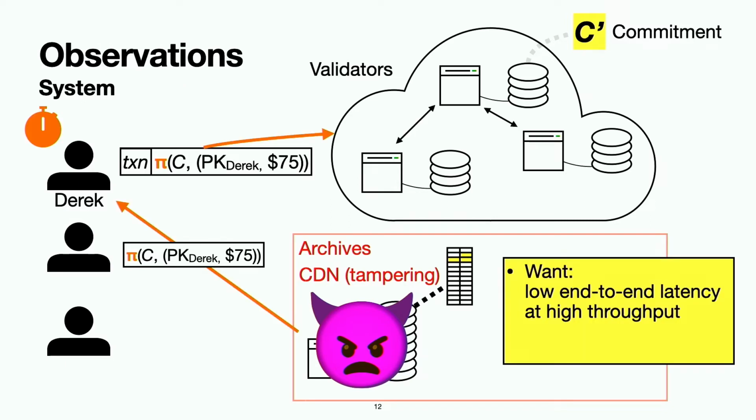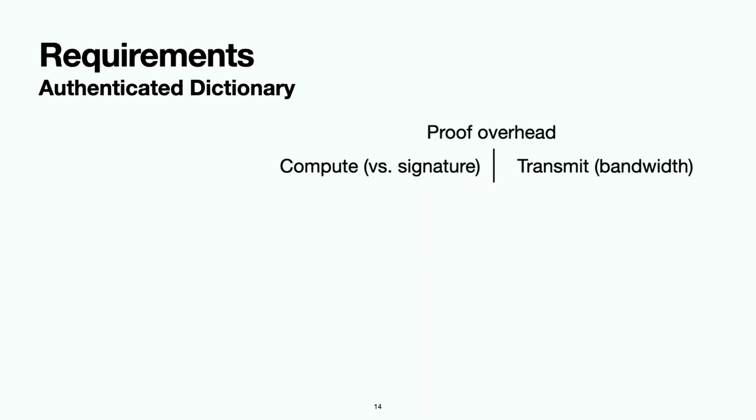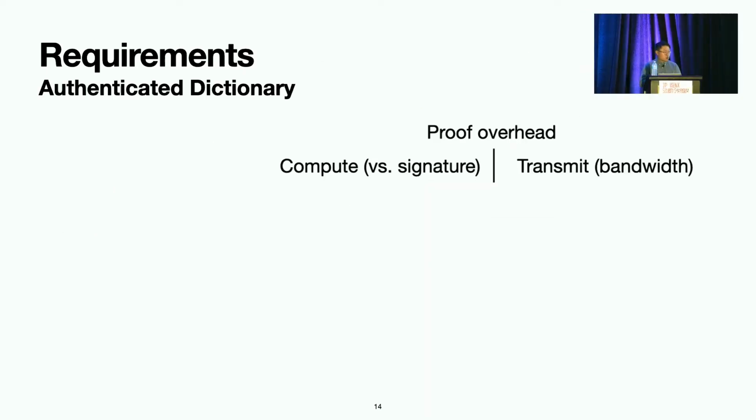We can make a couple observations about this system at the high level. First is we want for transactions to have a low end-to-end latency from the perspective of the user, even when many users are submitting transactions at the same time. So we want high throughput. The second observation is that the validators, which are executing a consensus protocol, are often bottlenecked by the amount of available bandwidth in the system. So we can translate these two observations into two corresponding requirements. We want our proofs to both have a low overhead for producing and verifying proofs, and we also want the transmission overhead, the proof size, to be low as well.